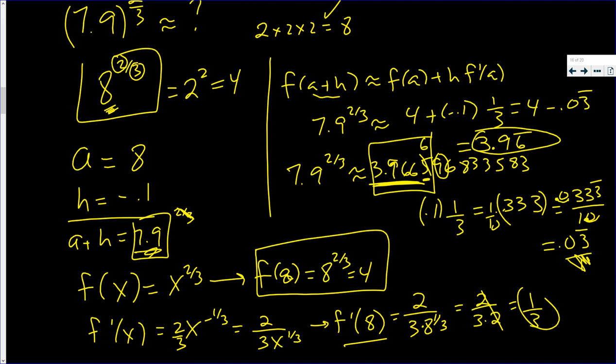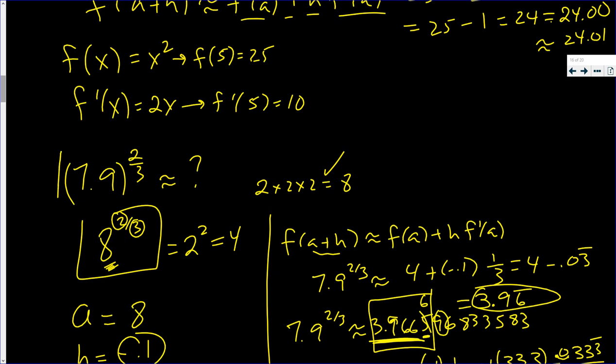So, this is just fun to play with. Of course, if you want to know what 7.9 to the 2/3 is, you just use a calculator, or you go online and use some software. Okay. It would probably take less time to go and turn on your computer and find some kind of a calculator than to do all this work.